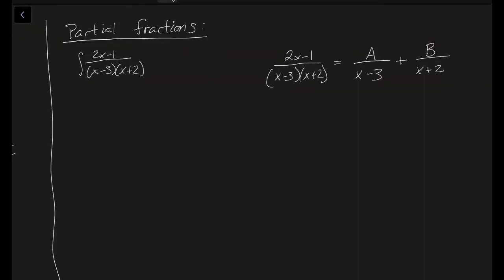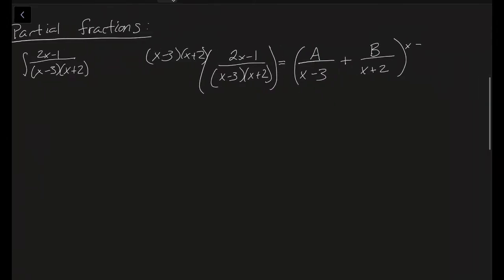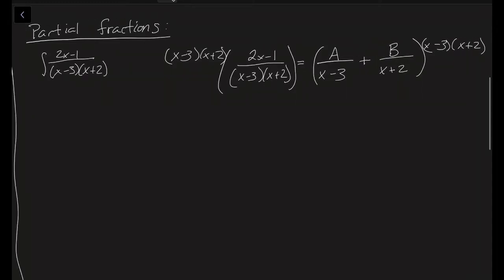Next, we're actually just going to solve what A and B are. And to do that, we're going to clear the denominator. So we're going to multiply the left-hand side and the right-hand side by the common denominator, which is x minus 3 times x plus 2. And on the left-hand side, they clear out. On the right-hand side, we're going to have to distribute.